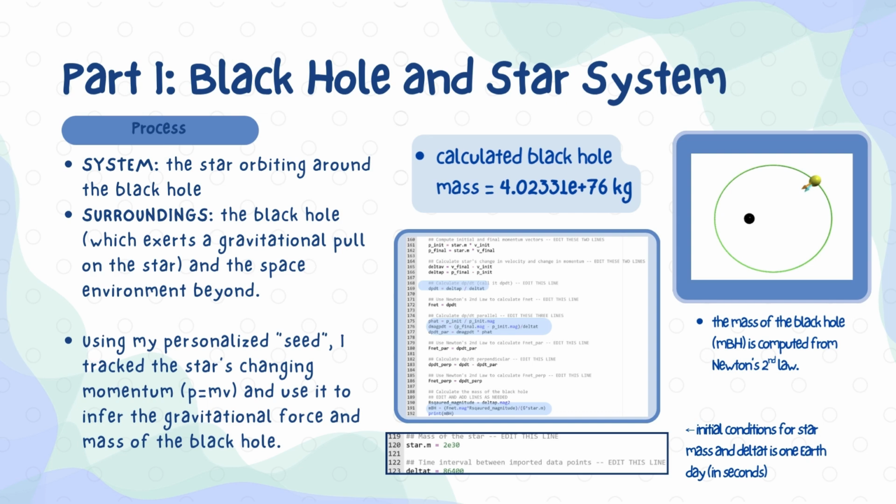In part 1, I measured the star's change in momentum and force. The system is the star orbiting around the black hole, and the surroundings are the black hole, which exerts a gravitational pull on the star, and the space environment beyond. Using my personalized seed, I tracked the star's changing momentum and used it to infer the gravitational force and the mass of the black hole, 4e76 kilograms. This confirmed that the black hole's gravity is strong enough to maintain an elliptical orbit for the star.